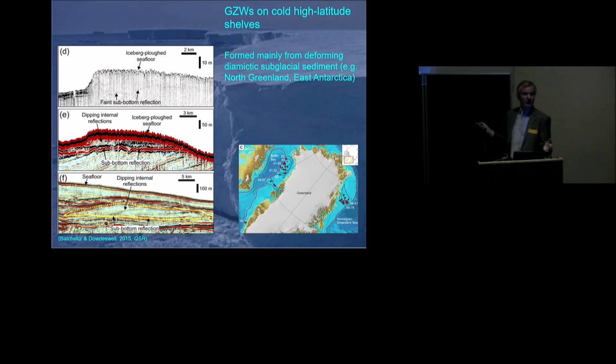Then, if we go to a much colder environment, such as northeast or northwest Greenland, we find very little sorted sediment, mostly diamictic material derived from deforming glacier beds.